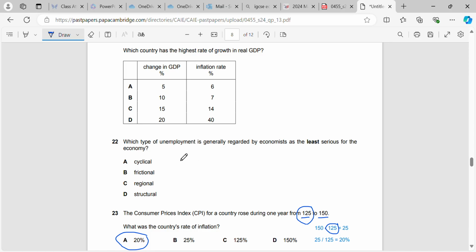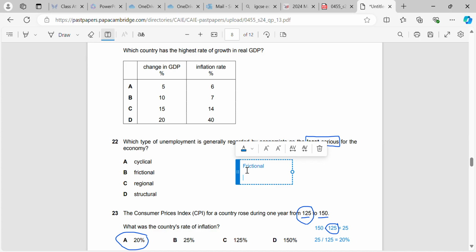Okay, question 22. Which type of unemployment is generally regarded by economists as the least serious? If we remember our 3 types of unemployment, there's a chapter on this with slides and very good notes. We have 3 types: frictional, structural, and cyclical unemployment. Cyclical is the most serious, so it's the hardest one to fix. Structural is very serious, and frictional is not as serious.